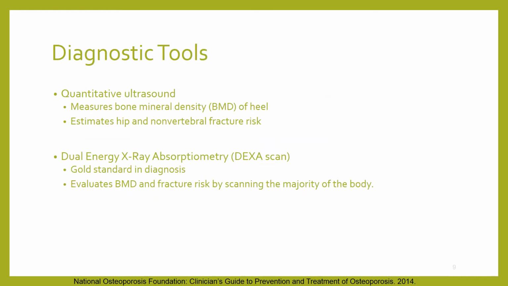When it comes to diagnosing osteoporosis, there are two main tools that are used. The first is a quantitative ultrasound. This measures bone mineral density, or BMD, of the heel. This can also estimate hip and non-vertebral fracture risk.